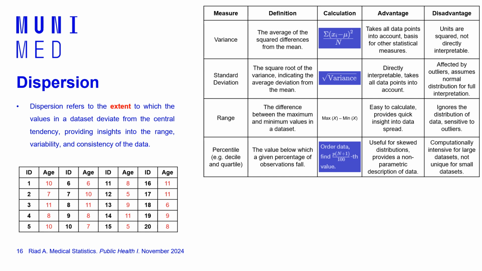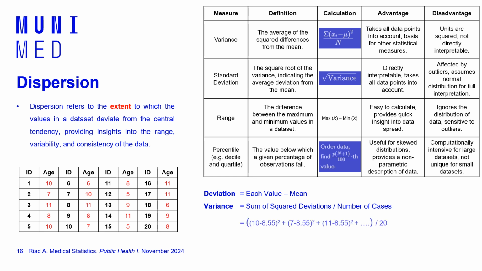If you would like to get the variance, it is simply based on deviation. But what is deviation? Deviation is the difference between each value in the dataset, I mean each age of these 20 children, minus the mean of the sample, which was 8.55. And once you get the deviation for each case recorded, you then need to get the square of this deviation. You get the sum of all these squared deviations and divide by the number of cases, and this will be the variance.